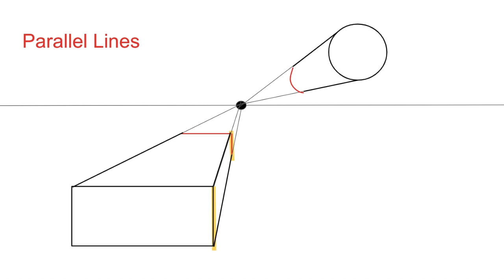Now we'll go over to our cylinder shape. This red curve is parallel to this curve of our circle. That's going to create our cylinder shape.